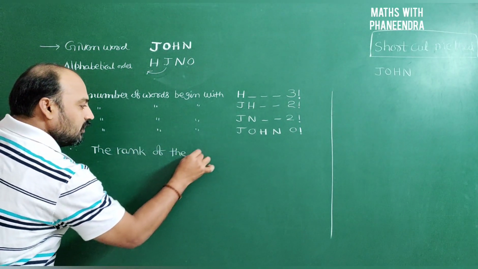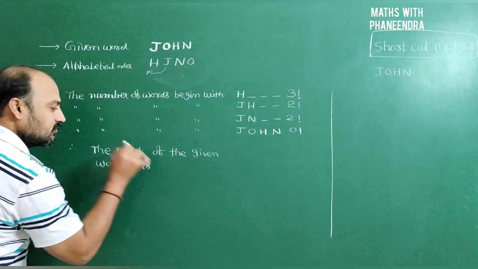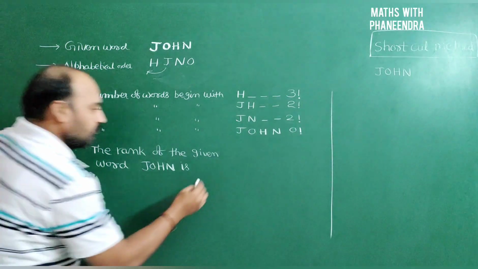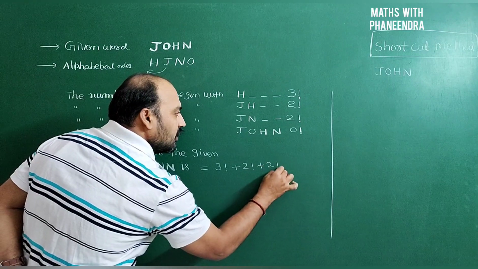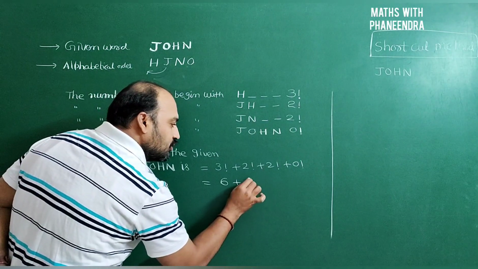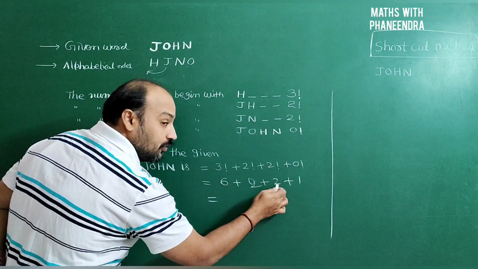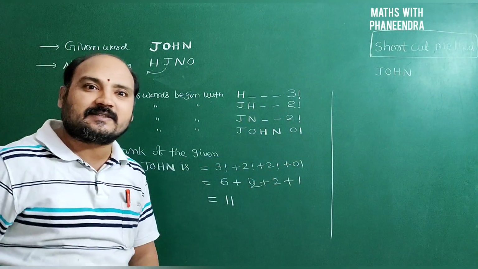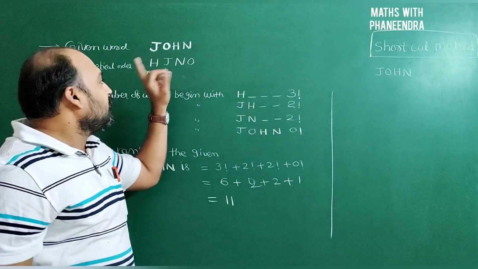Therefore, the rank of the given word JOHN is 3 factorial plus 2 factorial plus 2 factorial plus 0 factorial. So 3 factorial means 6, 2 factorial means 2, again 2 factorial 2, 0 factorial means 1. So 6 plus 2, 8, plus 2, 10, plus 1, 11. So will you get the same answer in the shortcut formula? That we will discuss. So JOHN, J-O-H-N, the alphabetical order for JOHN is H-J-N-O.